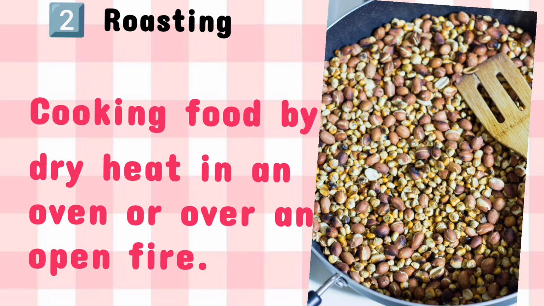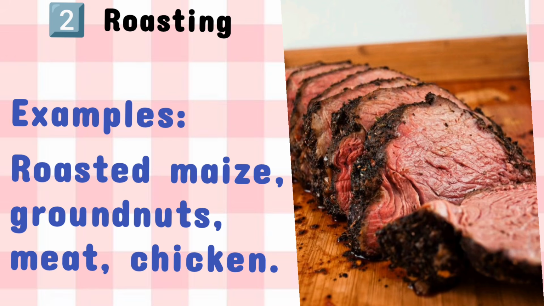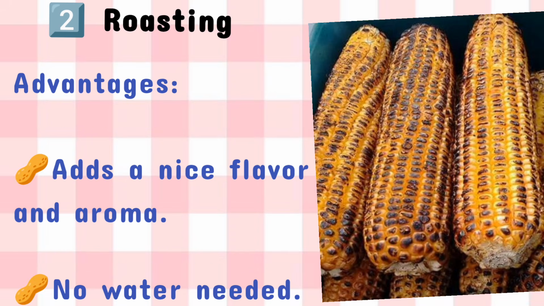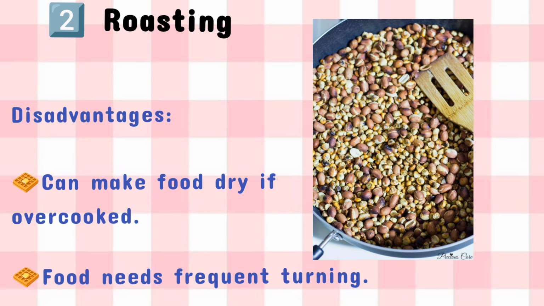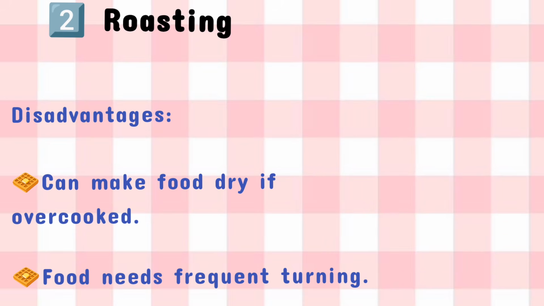The second method is roasting, where we cook food by dry heat in an oven or over an open fire. Example of foods that we roast include maize, groundnuts, meat, and chicken. Very sweet. The advantages of roasting include the fact that it does add a nice flavor and aroma to your food, and no water is needed. Disadvantages include the fact that roasting can make food dry if overcooked, and the food will need frequent turning, so you always have to be available.